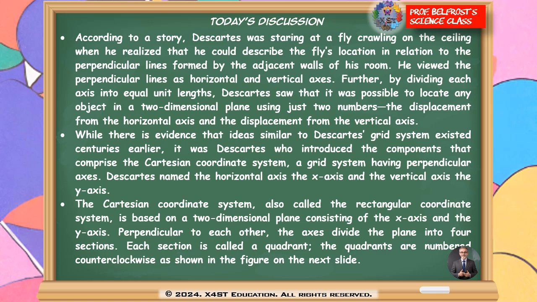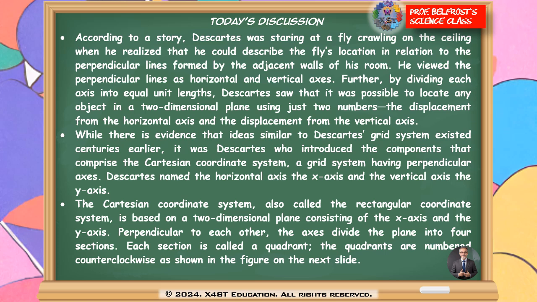So today's discussion will focus on one story reflection. This character was staring at a fly crawling on the ceiling when he realized that he could describe the fly's location in relation to the perpendicular lines formed by the adjacent walls of his room. So he viewed the perpendicular lines as horizontal and vertical axes, and by dividing each axis into equal unit lengths, Descartes saw that it was possible to locate any object in a two-dimensional plane using just two numbers, which is the displacement from the horizontal axis and the displacement from the vertical axis.